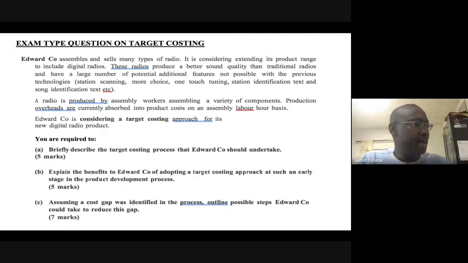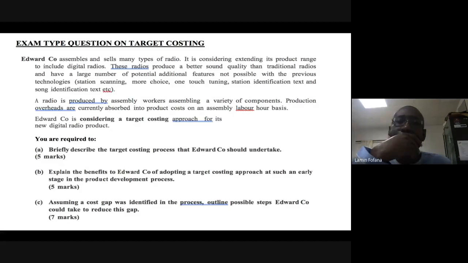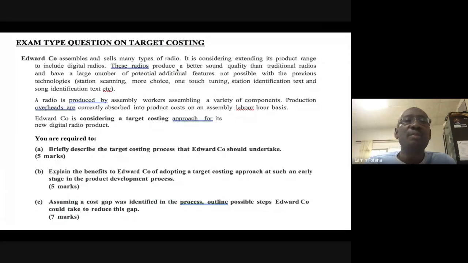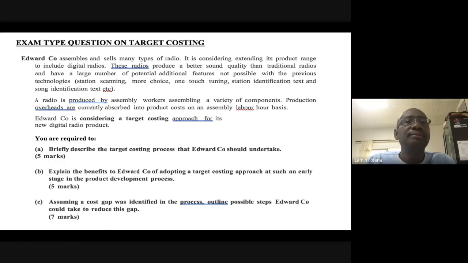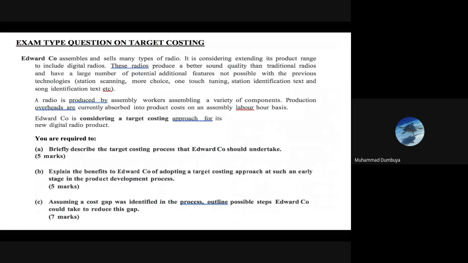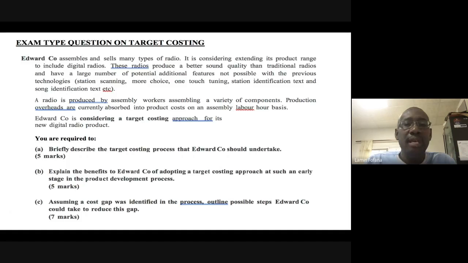So we were looking at Edwards Company Limited. We started it last week. Please, if you have not got a copy of this, can you make a screenshot of it here? I have the screenshot here, so I have it on the screen now. Can you see my screen? Yes, it is visible. Can you see it on the question?